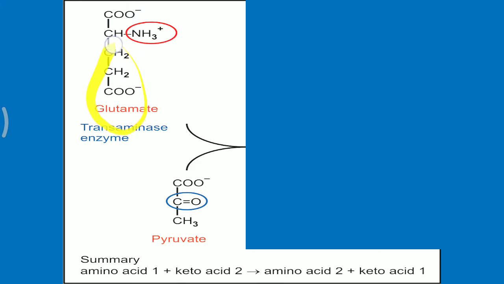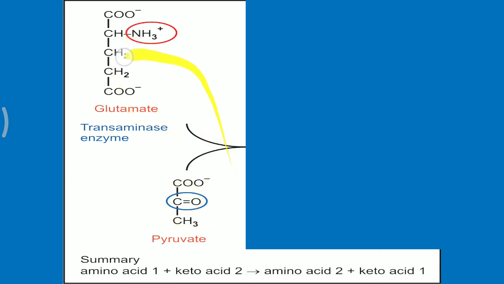So simply, glutamate and pyruvate. Pyruvate is also the end product of the glycolysis process. This pyruvate contains a keto group. Now, onto that keto group, the amino group from this glutamate is transferred. So this glutamate will now take up this keto group from this pyruvate.